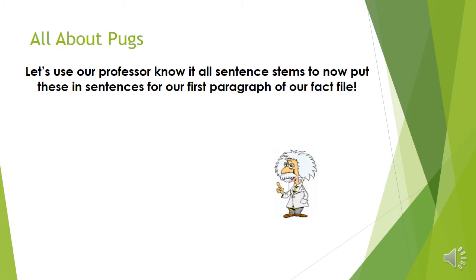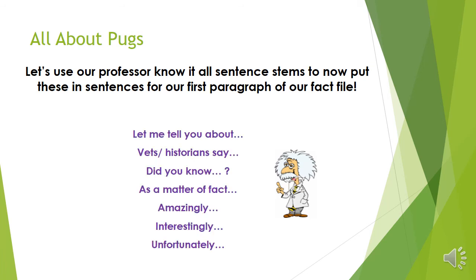Just like we did last week, we're now going to use our Professor Know-It-All sentence stems to put these sentences in for our first paragraph of our fact file. You can see here, these are our Professor Know-It-All sentence stems. You know these really, really well. We've used these when we wrote about the Dominican Republic, when we wrote about Charles Dickens as well. So we've got, let me tell you about, vets or historians, or you could have scientists say, did you know, as a matter of fact, amazingly, interestingly, and unfortunately.